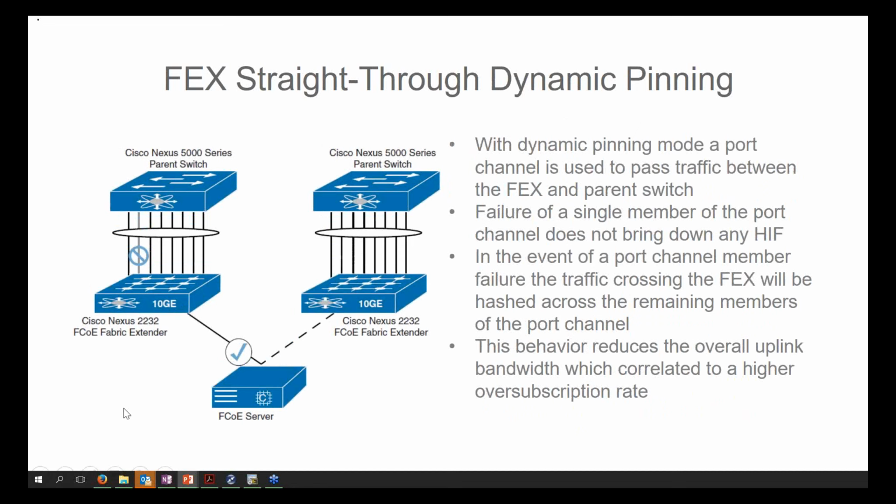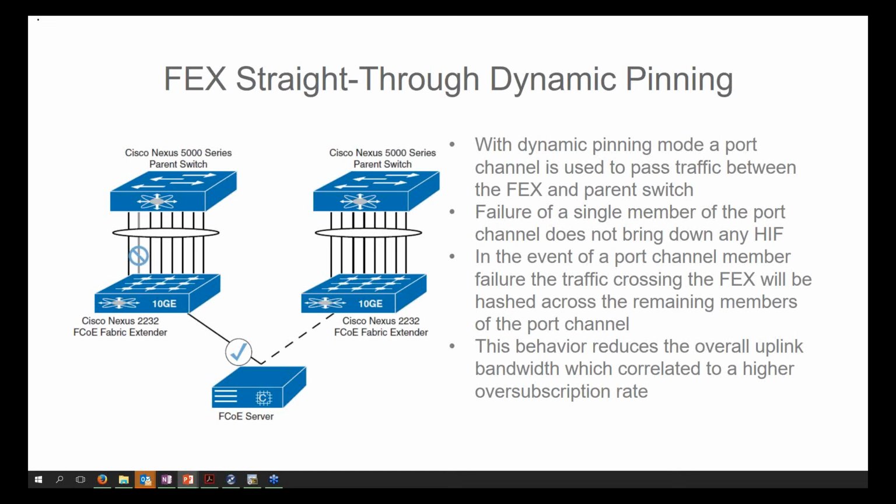You can also do dynamic pinning. In that pinning mode, you're going to use a port channel that's going to be used to pass traffic between the FEX and the parent switch. Failure of a single port channel member doesn't bring down any of your host interfaces. If a port channel member does fail, the traffic crossing the FEX is just going to be hashed across the remaining members of the port channel based on whatever hashing algorithm you've chosen. That behavior reduces the overall uplink bandwidth, which is why it would create a higher oversubscription rate.